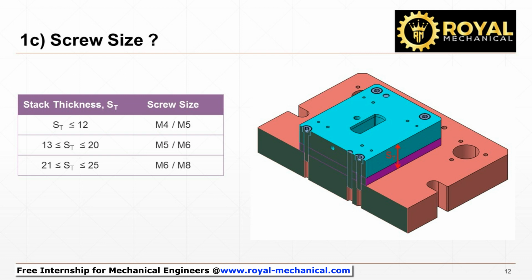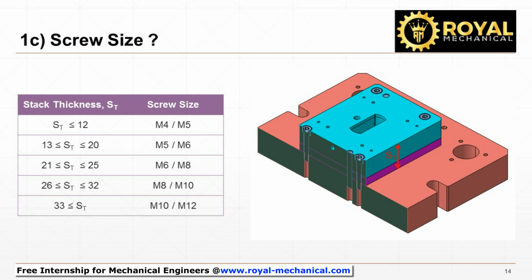If the stack thickness is more than or equal to 21 mm, and less than or equal to 25 mm, we can use M6 or M8 screws. If the stack thickness is more than or equal to 26 mm, and less than or equal to 32 mm, we can use M8 or M10 screws. If the stack thickness is more than or equal to 33 mm, we can use M10 or M12 screws.